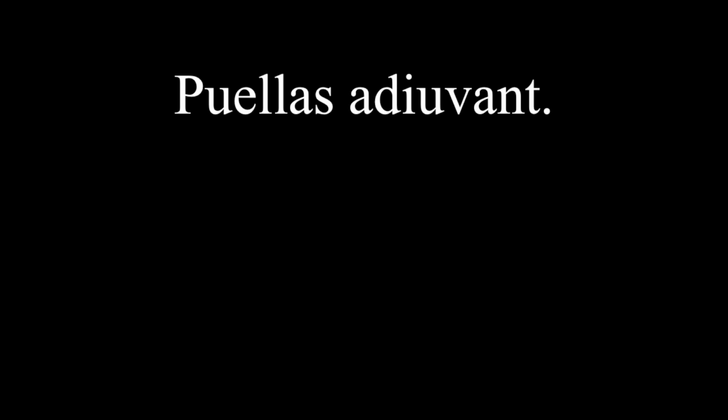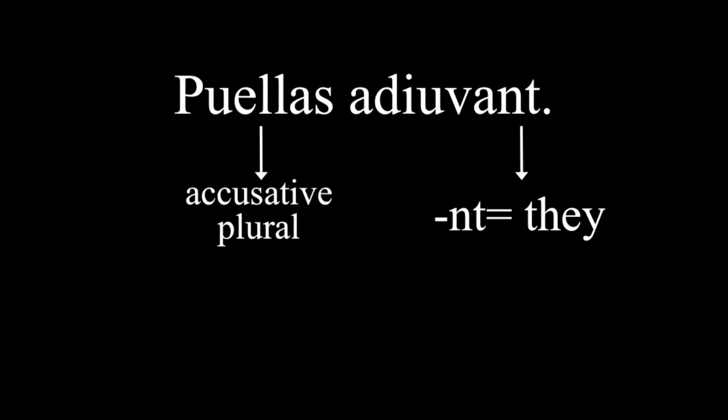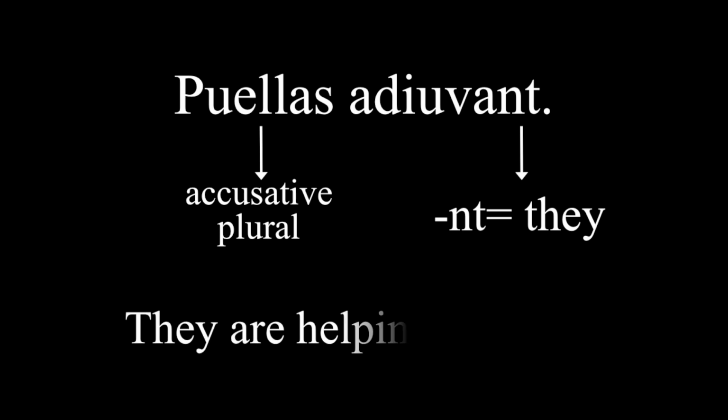Puellas adjuvant. So in this case, there is no nominative, so we go straight to the verb, which is adjuvant. The NT right there tells us that it's going to mean they, and therefore this verb means they are helping. Now, puellas is accusative plural, so this means they are helping the girls.